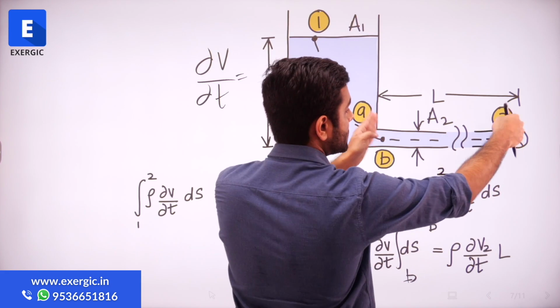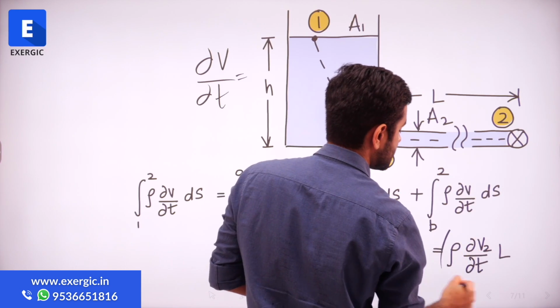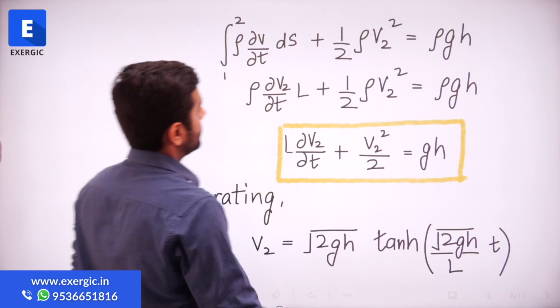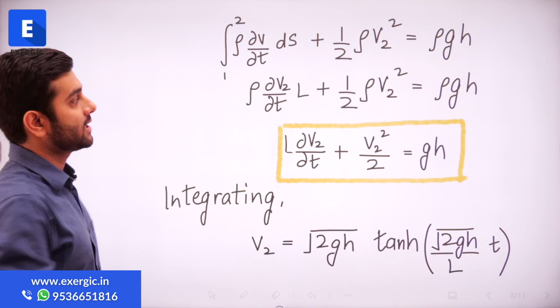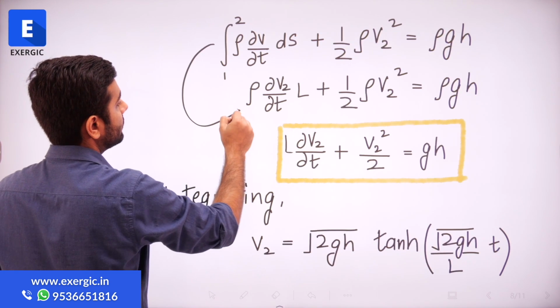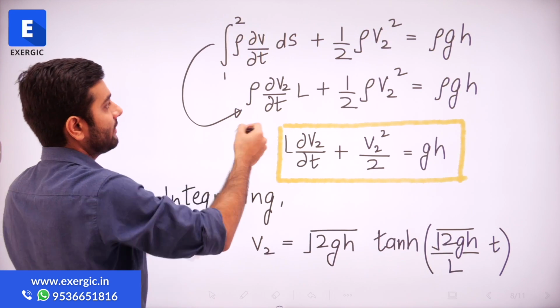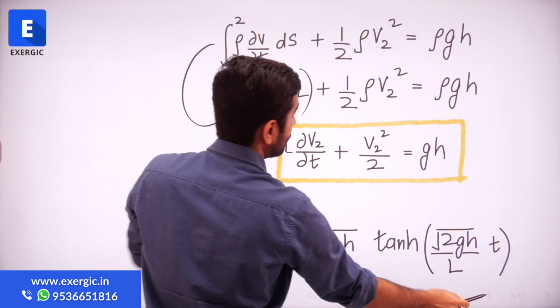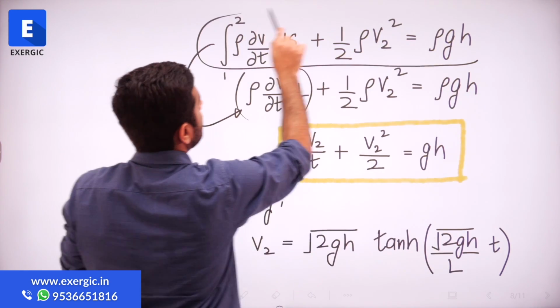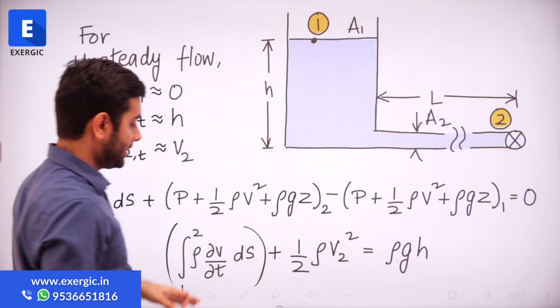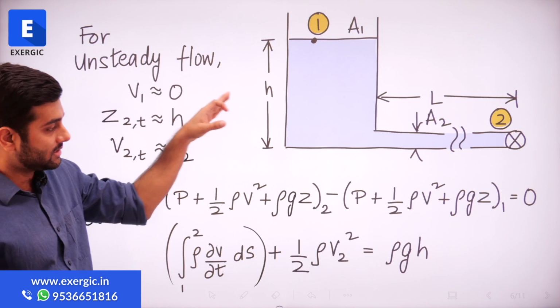And from B to 2, this integration is equal to the length of the pipe. So this you have got. If you go back to the earlier expression and replace this with this integration, we have simplified and got this expression, right? Where is this expression? We reached this expression now for the unsteady case.